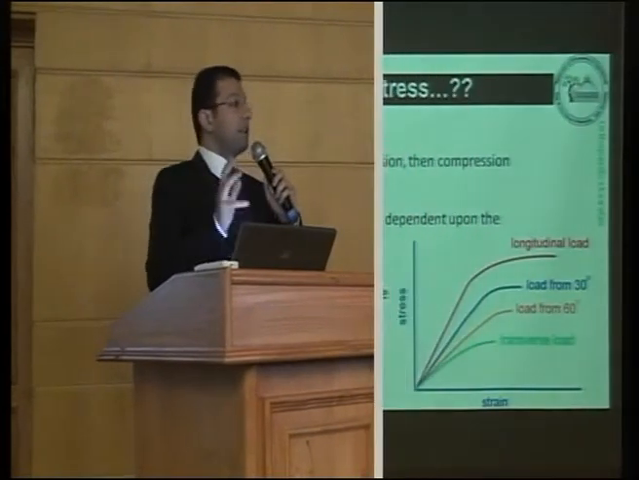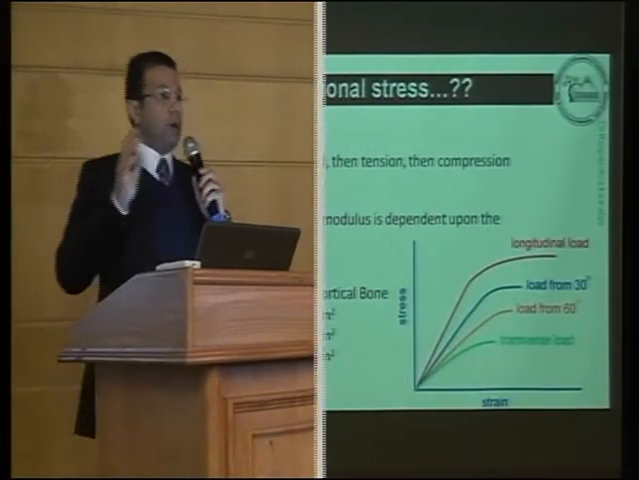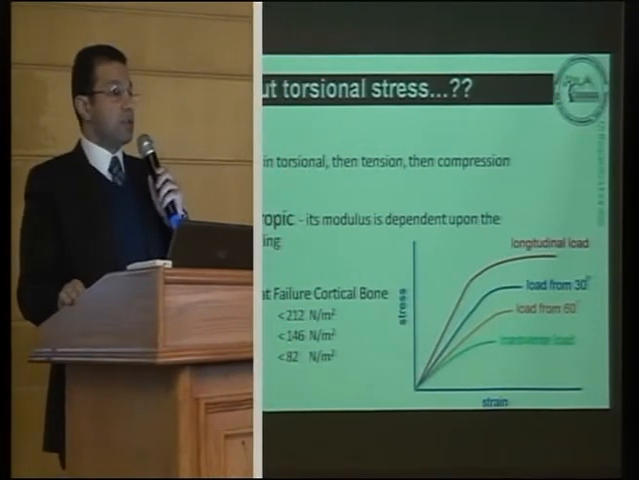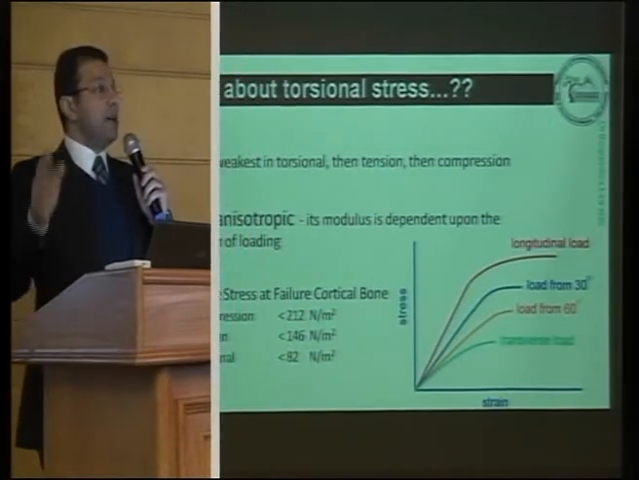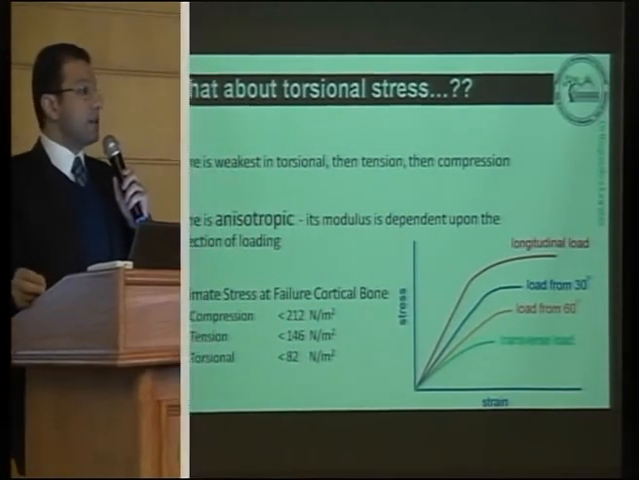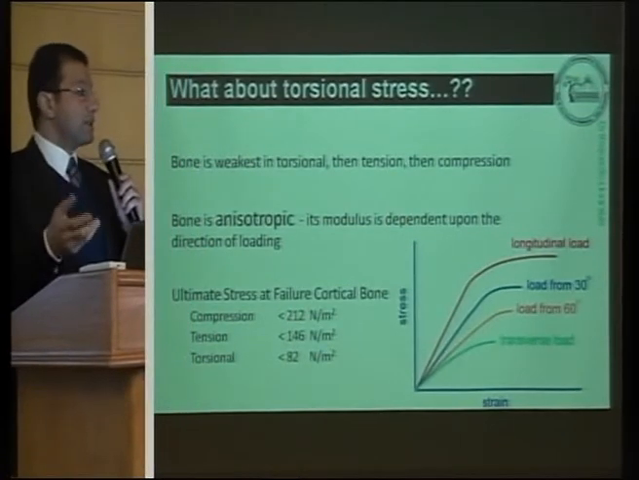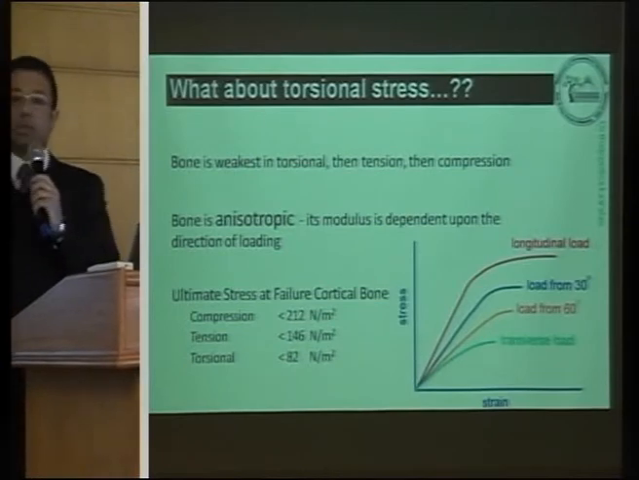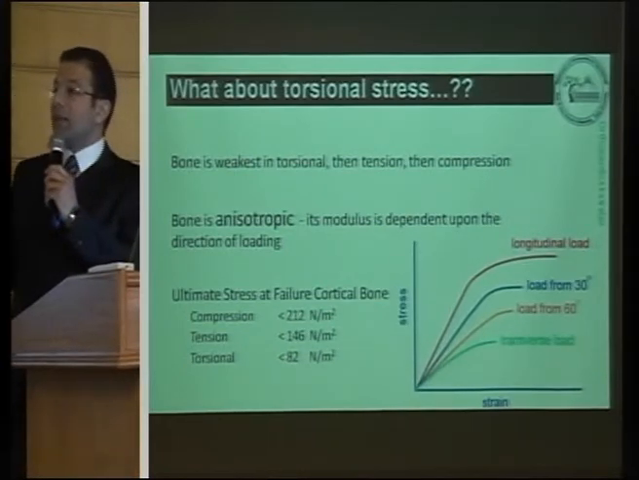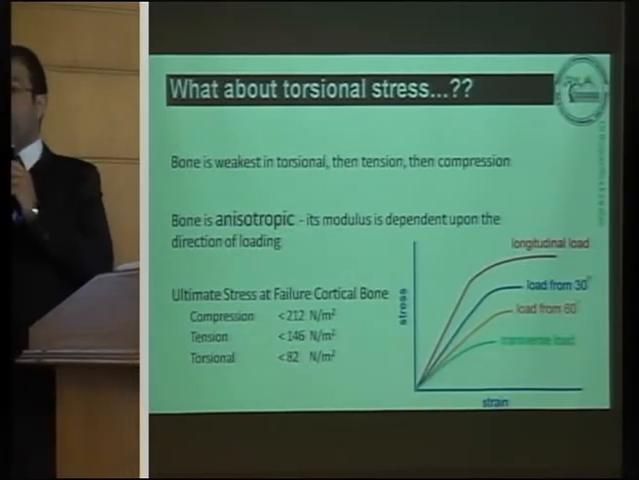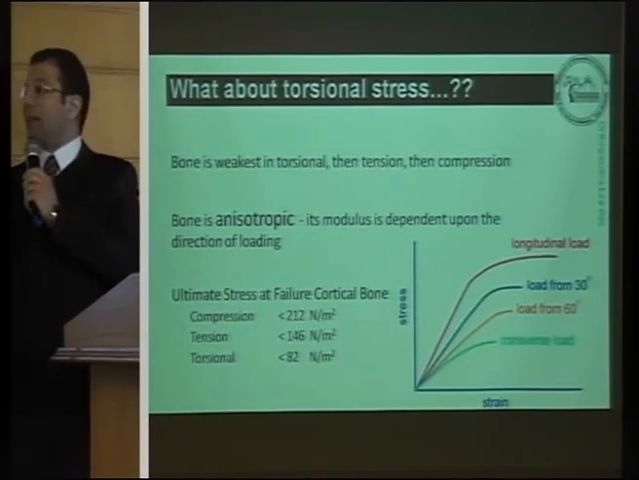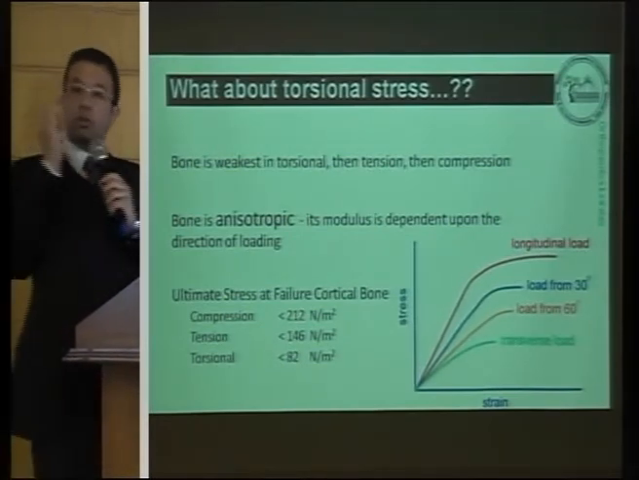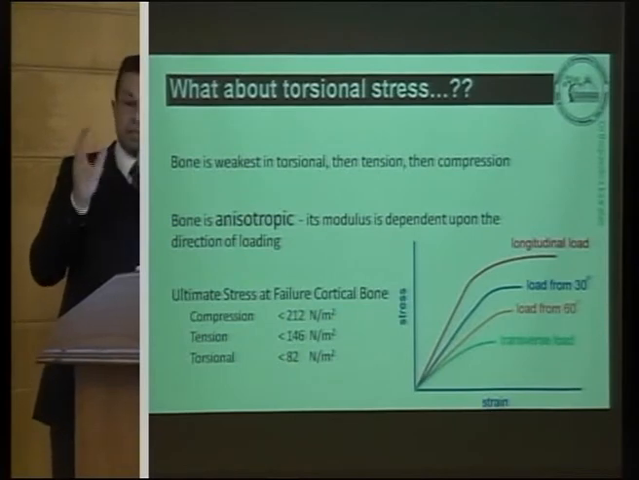So, what about the torsional stresses? Collagen is responsible for tensile stresses. Compression is antagonized by the mineral crystals. What about the torsional stresses? We will find that the bone is weak in torsional stresses. It antagonizes the torsional stresses by the combination of both the collagen and the crystals, but it has no specific structure that resists torsional stresses exactly.